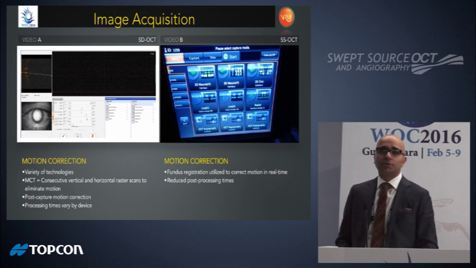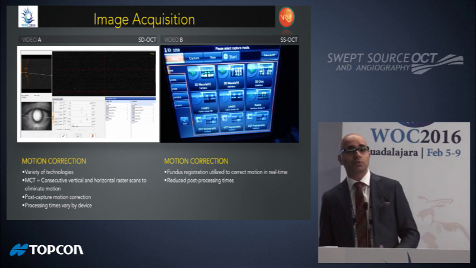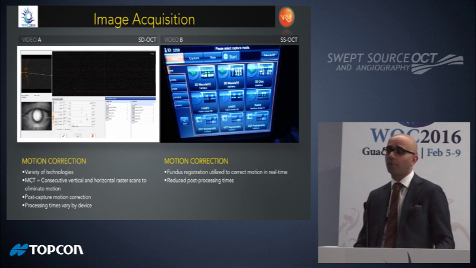So what about image acquisition? We all know that we want to get through our clinics in a timely manner. We have potentially hundreds of patients coming in every day. They all require OCT imaging. How much of an interference is OCT angiography or swept source imaging going to be in our practice?